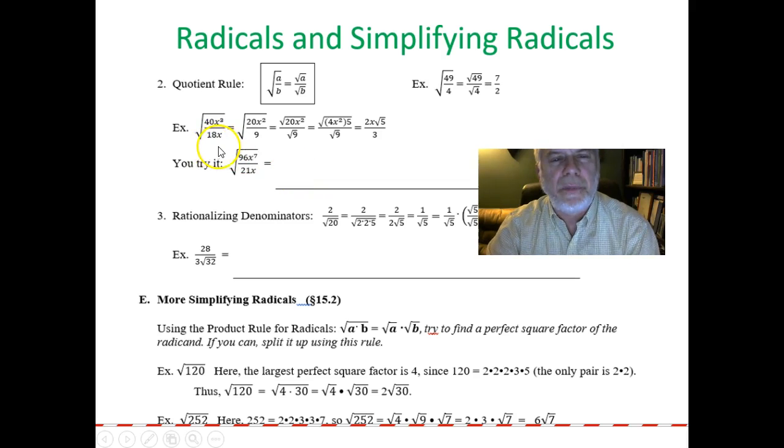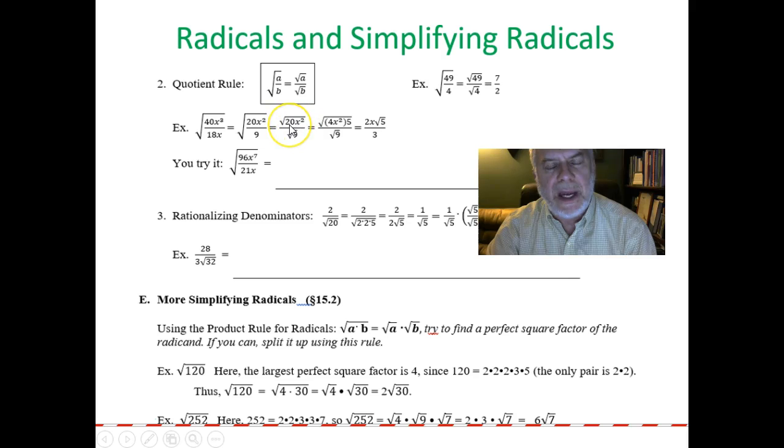Here's another example. The first thing I did in this example is I reduced it. I know that 2 goes into 40 and 18. So I divided the top by 2 and I got 20, and the bottom 18 by 2 and I got 9. And then I took the square root of the top and the bottom. Now, the square root of the bottom, square root of 9, is just 3. So that simplified pretty easily.